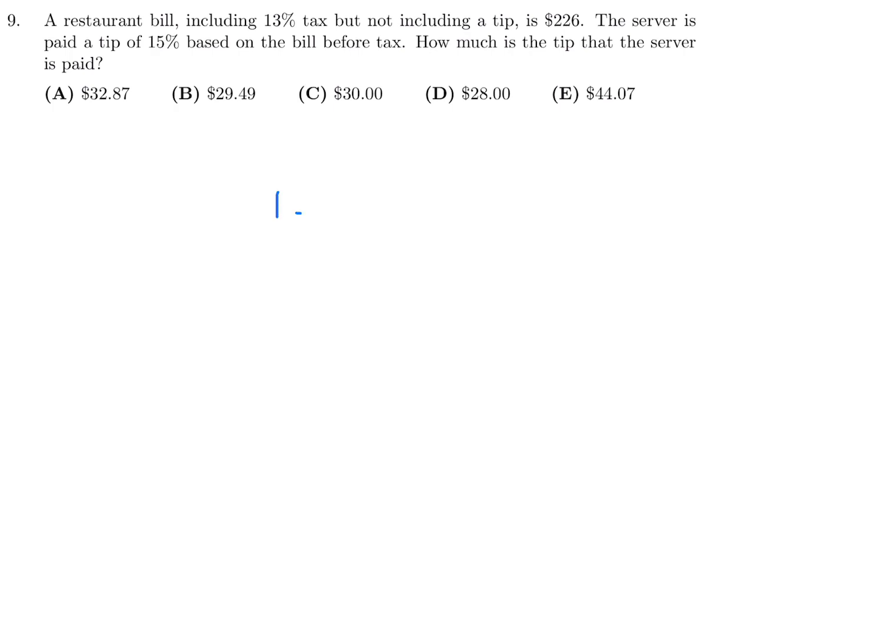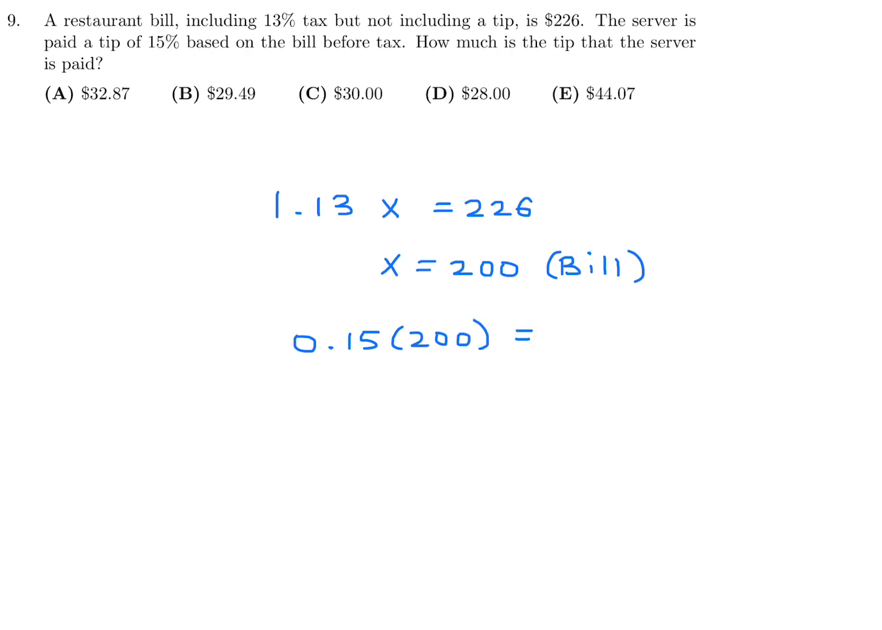So first, we have to figure out what is the actual bill. Let that be X. 1.13, for 13% tax, times X is equal to 226. So X is 200, and that represents the amount of the bill, without tax, without tip. Now, on this bill, we have to add a 15% tip. So 0.15 of that $200 is going to be the tip, and that is exactly $30. So $30 is the tip, so number 9, the answer is C.